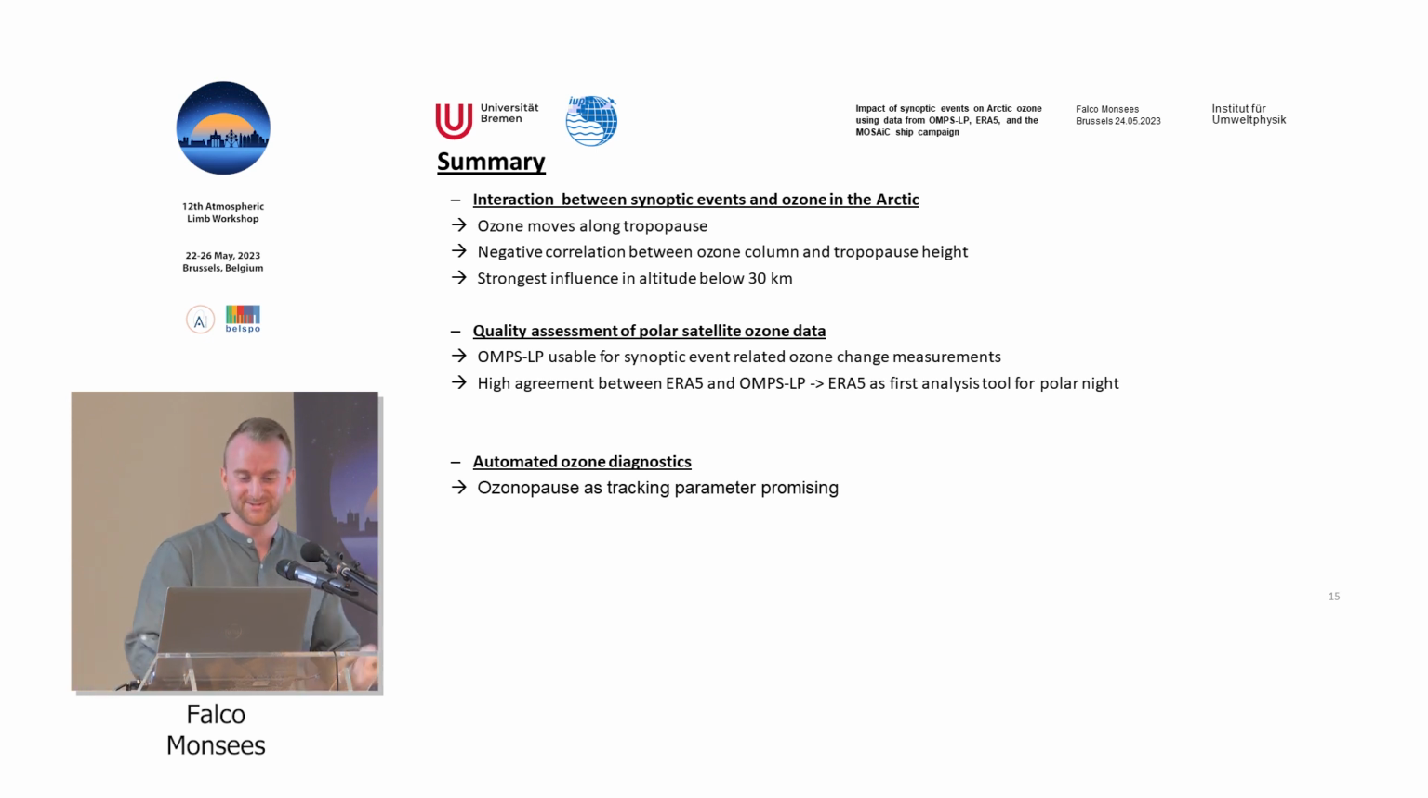So the interaction between the synoptic events and ozone in the Arctic: we can see that the ozone moves along the tropopause in this region of the atmosphere, and that there's a negative correlation between the total ozone column and the tropopause height change, and that the strongest influence of this change is at an altitude below 30 kilometers, as expected. And for the quality assessment of the satellite data we are using, we can definitely say that the OMPS LIMP data is suitable for the analysis of synoptic events in the Arctic region.